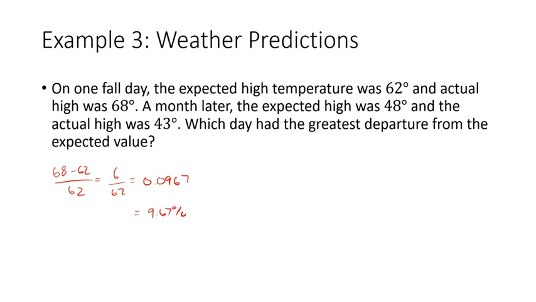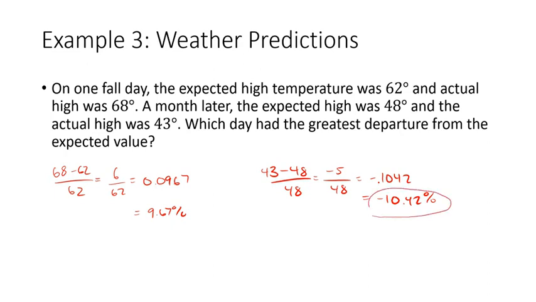For the second day, we expected 48, and the actual high was 43. 43 minus 48 divided by 48. That's negative 5 divided by 48, or negative 0.1042, or negative 10.42%. And so which day had the greatest departure from the expected value? The second day, even though the number of degrees difference was less.